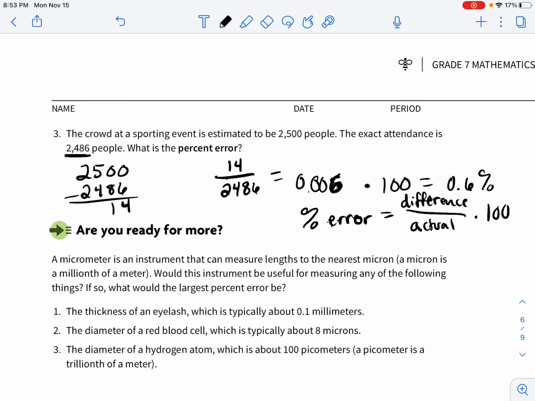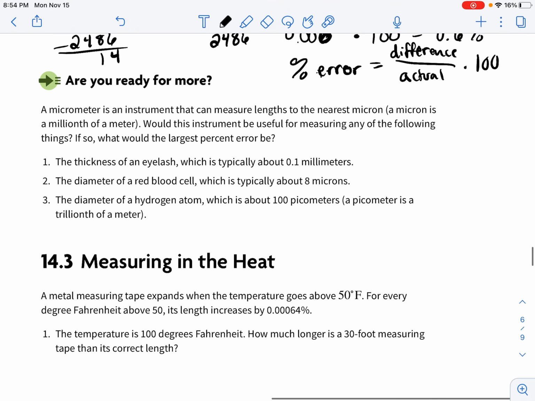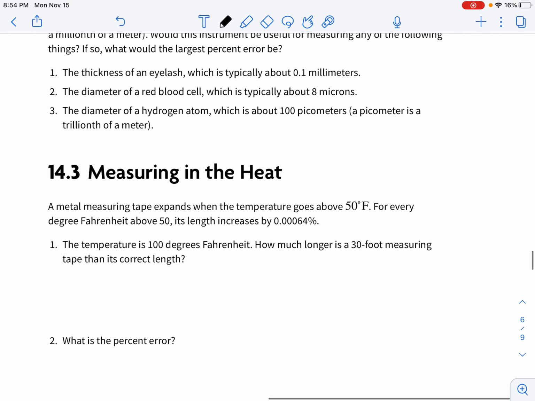The diameter of a red blood cell, which is typically about 8 microns. So, yep, because this gives us to the nearest micron. And then the last one, it says the diameter of a hydrogen atom, which is about 100 picometers. A picometer is a trillionth of a meter. So that's going to be so small that even this micrometer is not going to be useful. Okay. There we go. It says measuring in the heat.